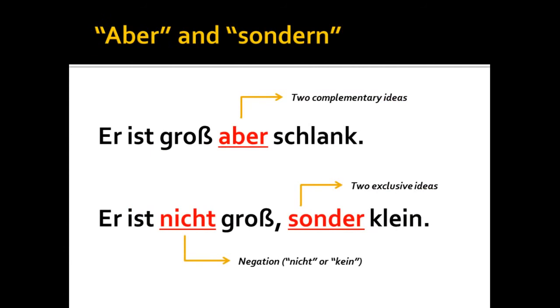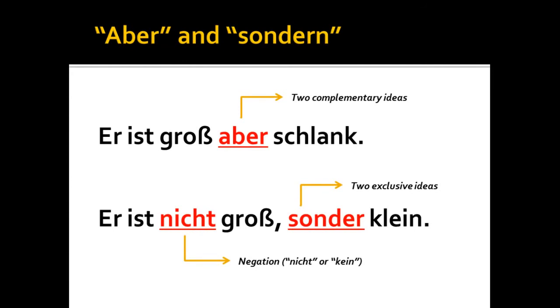Now, the first sentence is groß, aber schlank. He is large, but slender. So basically we have two complementary ideas. That he's a tall person, he's a large person, but also he's slender, right? One doesn't negate the other. So there's two characteristics that describe this person.